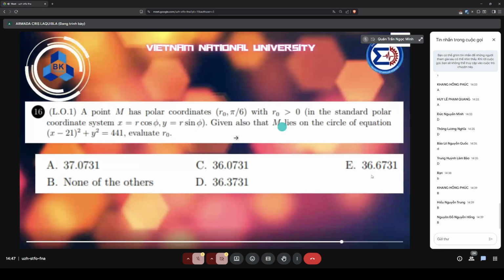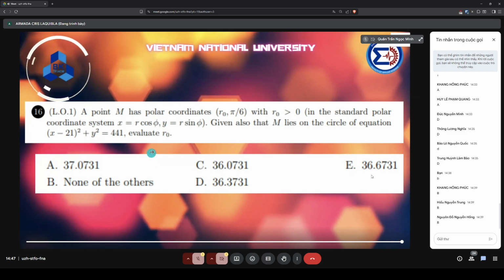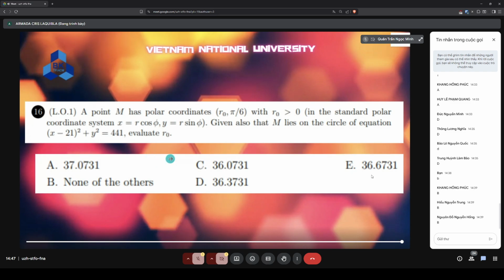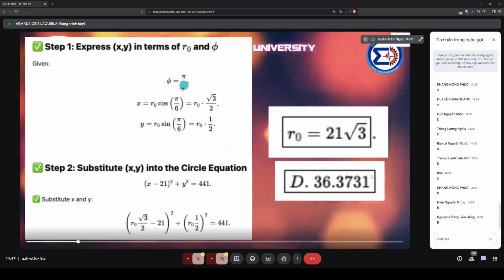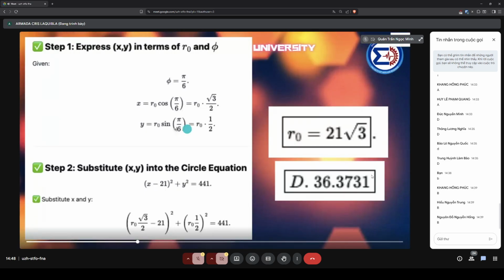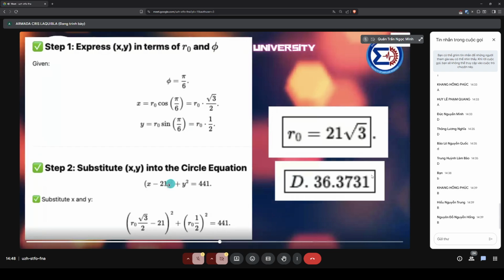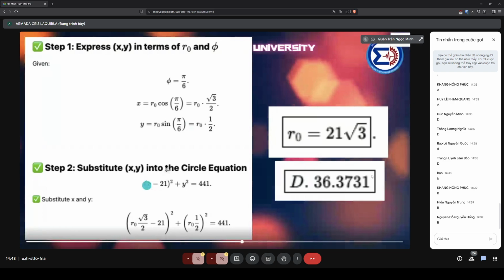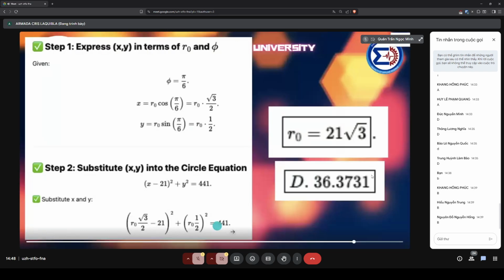Now, given M lies on the circle equation, x minus 21 squared plus y squared is equal to 441. Evaluate R sub O. So that is very easy to do. Just substitute your x and y. So we have cos of pi over 6, it's square root of 3 over 2. And then sine of pi over 6, which is your y now, is R sub O times 1 half. Now you substitute it in the equation. So your x now is R sub O square root of 3 over 2 minus 21 squared, and your y now is R sub O times 1 half squared, is equal to 441.